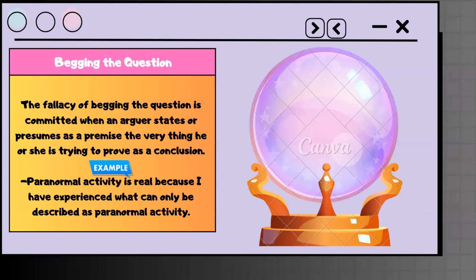And the last one, begging the question. Begging the question is an argument where the conclusion is assumed in one of the premises. It's an attempt to prove something is true while simultaneously taking that something for granted. And there is an example. Paranormal activity is real because I have experienced what can only be described as paranormal activity. We can say that as an example.